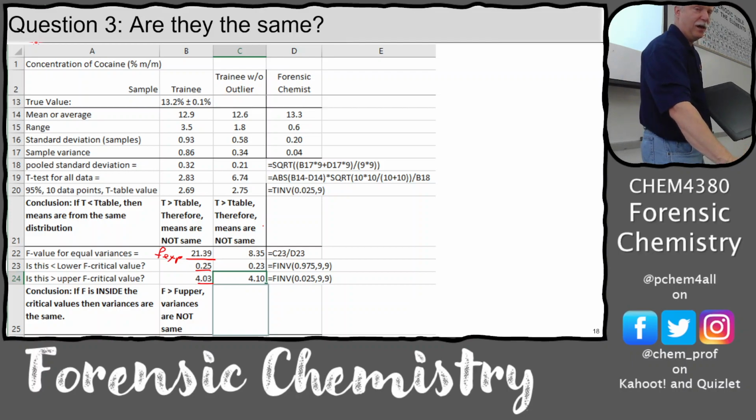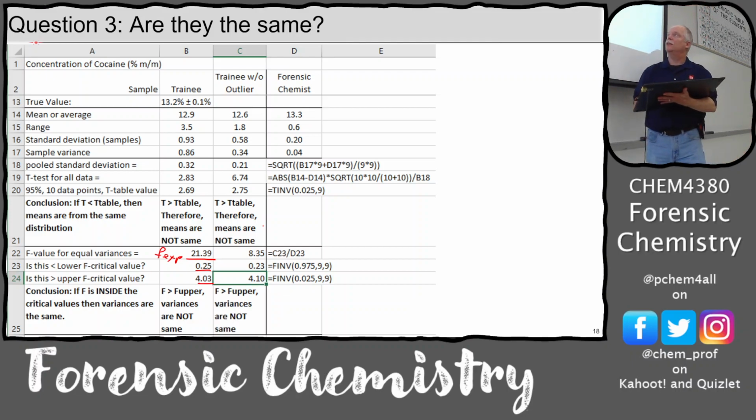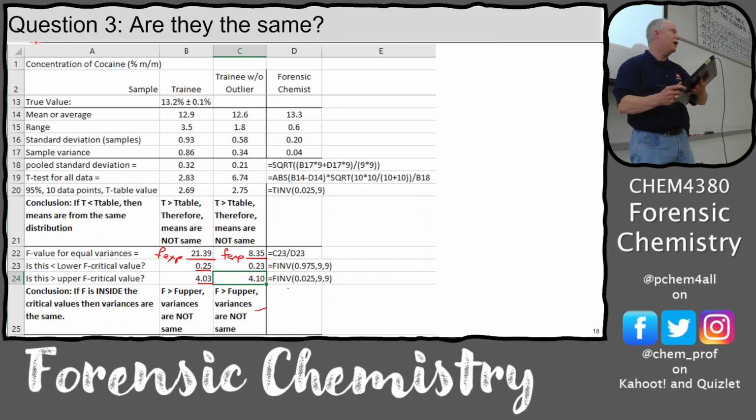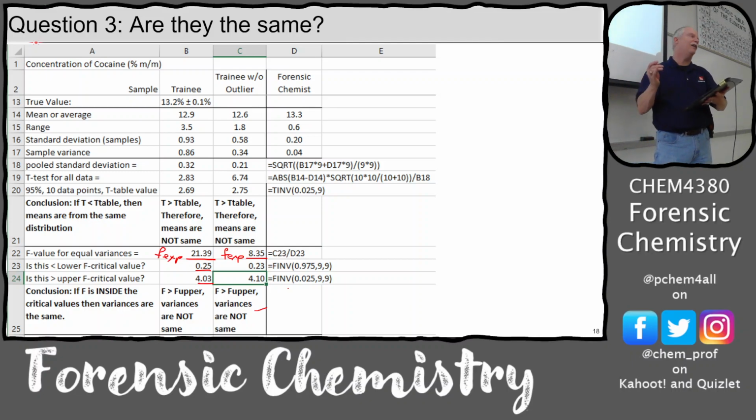Let's take that outlier away. This will improve our standard deviation for the trainee. It gives us a smaller F experimental. We have a slightly different range because we have different numbers of data points for the trainee, but this is still greater than the upper, and so the variances are not the same. So even after taking out that outlier, they definitely have different precision.